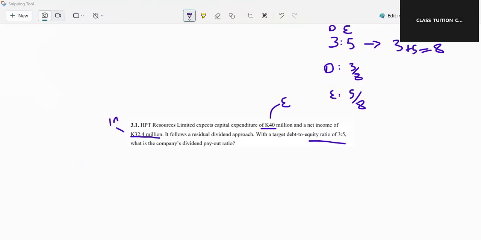Now we need to calculate the equity needed for the investment. Our expected expenditure is 40, so which portion is the equity? 5 out of 8 times 40. The proportion of equity needed is 25, because when we multiply, we get 25 million. Are we together so far?